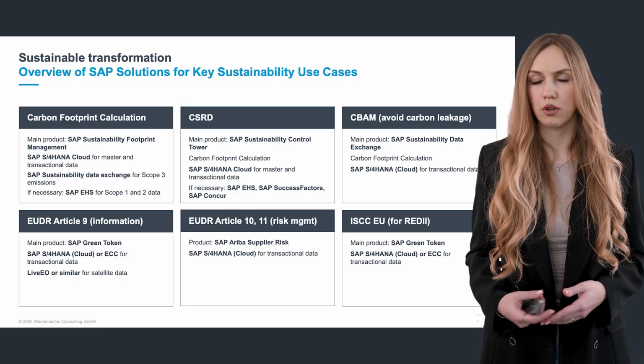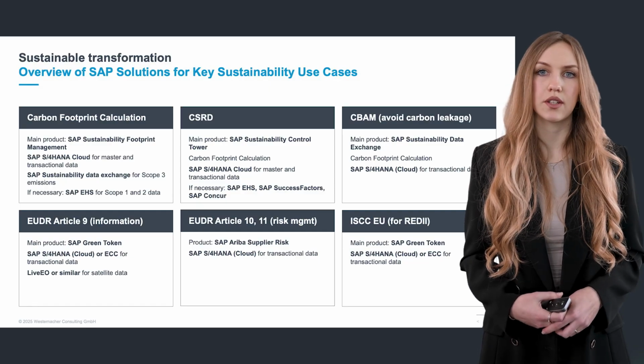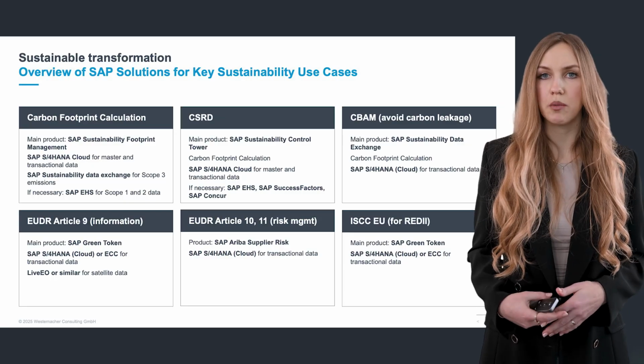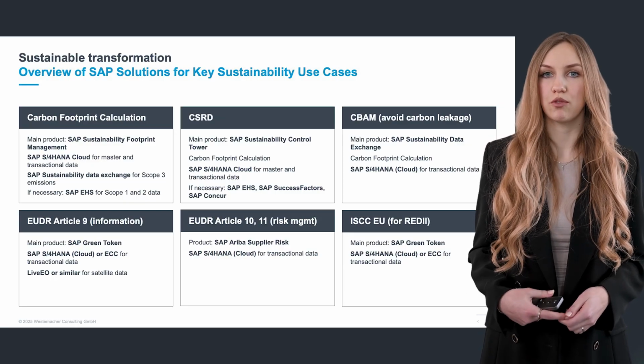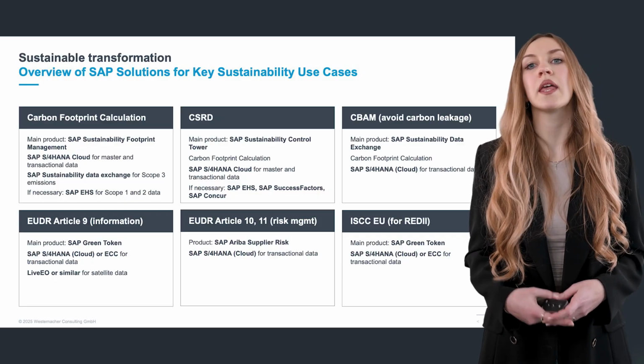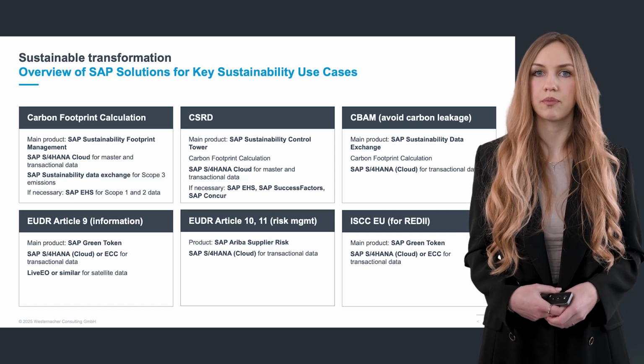And then we have the CBAM regulation, which is really to avoid carbon leakage. This is also all about Scope 3 emissions along the supply chain. And the main product here is the SAP Sustainability Data Exchange. But if you want to share carbon data, you also have to collect it before. So you also need this part of carbon footprint calculation here. And then also an S/4HANA or S/4HANA Cloud system for the transactional data.